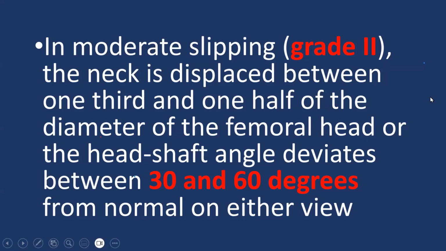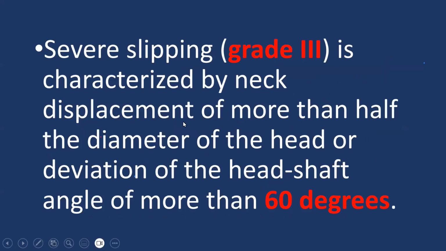In moderate slipping, grade 2, the neck is displaced between 1/3 and 1/2 of the diameter of the femoral head, or the head shaft angle deviates between 30 and 60 degrees from the normal on either view. Grade 3 is characterized by neck displacement of more than half the diameter of the head or deviation of the head shaft angle by 60 degrees.